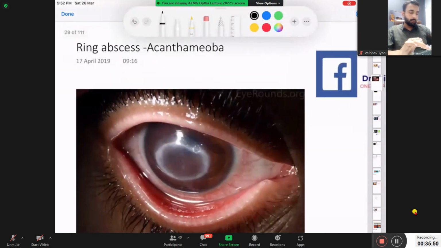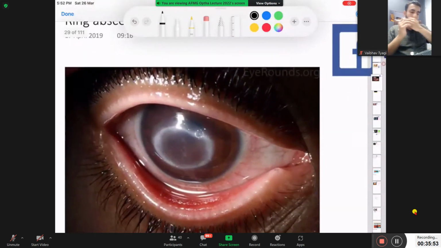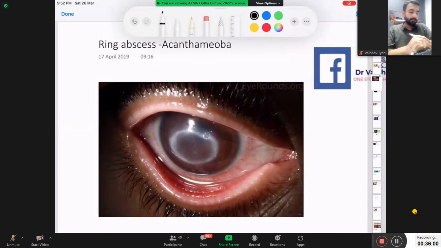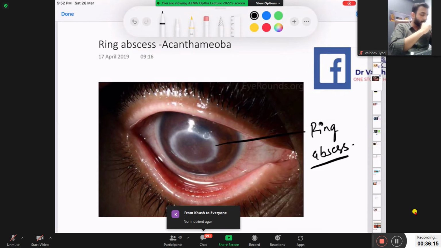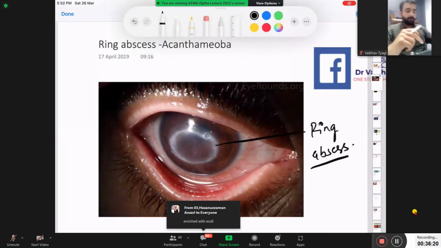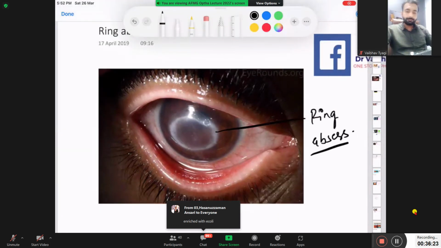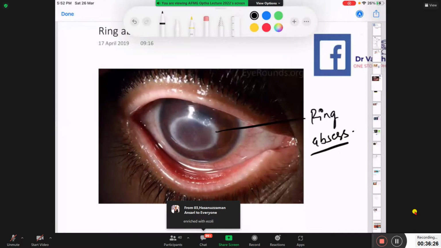Now, can you tell me which type of culture media is used to diagnose Acanthamoeba? This is a ring abscess. Now tell me which type of culture media is used. Non-nutrient agar, enriched with E. coli. Good.